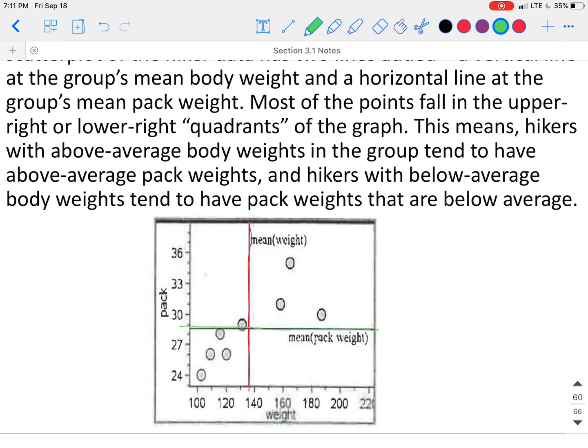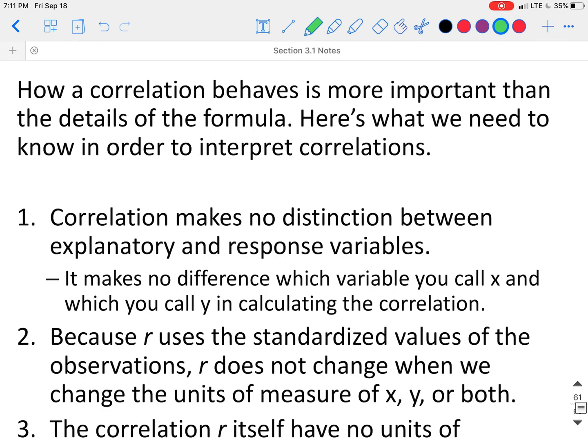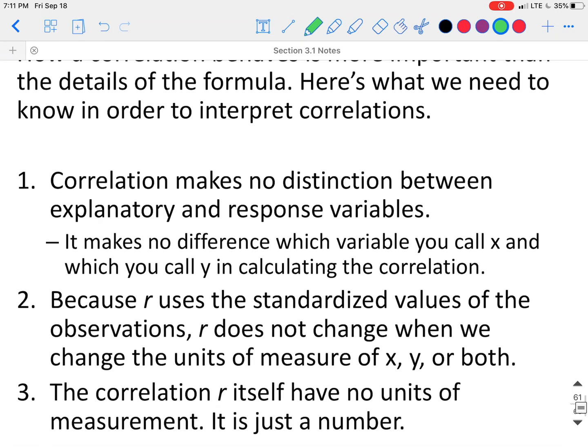Now, most of the points fall in either the upper right quadrant or lower left quadrant, because they're either going to be above average body weight with above average pack weight, or below average body weight with below average pack weight. This should make sense. So how a correlation behaves is more important than the details of the formula.